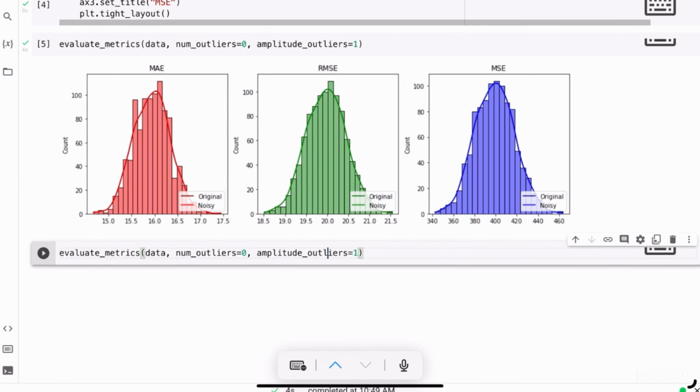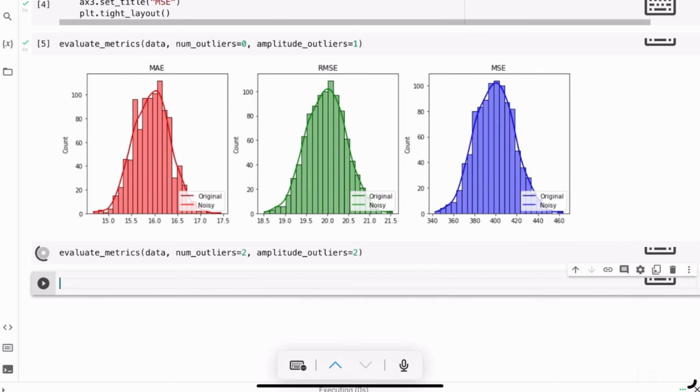Now what I will do is I will actually add two outliers. Out of 1000 samples, I'm only adding 2 outliers. And then the amplitude, how much shift that should be from the original, that is also 2 I'm giving. Now let's see how much difference the distributions will come compared to the original.